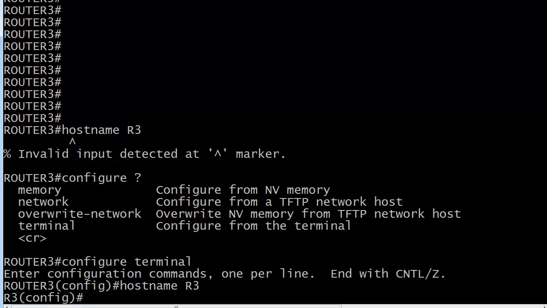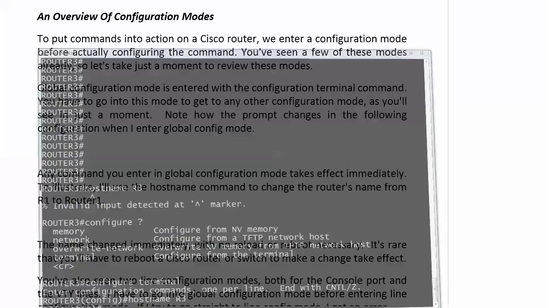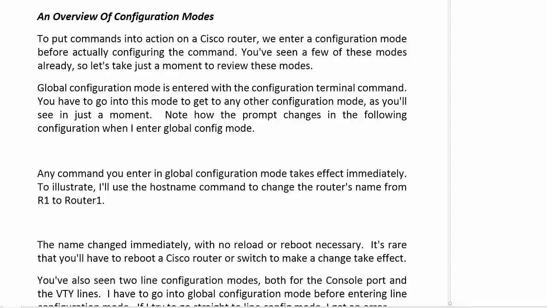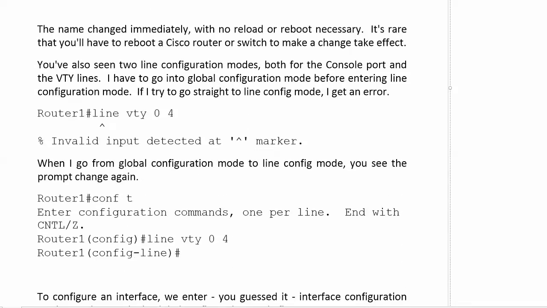That's one thing about global configuration mode. Again, global configuration mode, whatever you're configuring, it's going to affect the entire router, and it's going to take place immediately. Now, a couple of sections here I have for you on the board too, and we'll be configuring these live, but I want to show you these on the board as well.